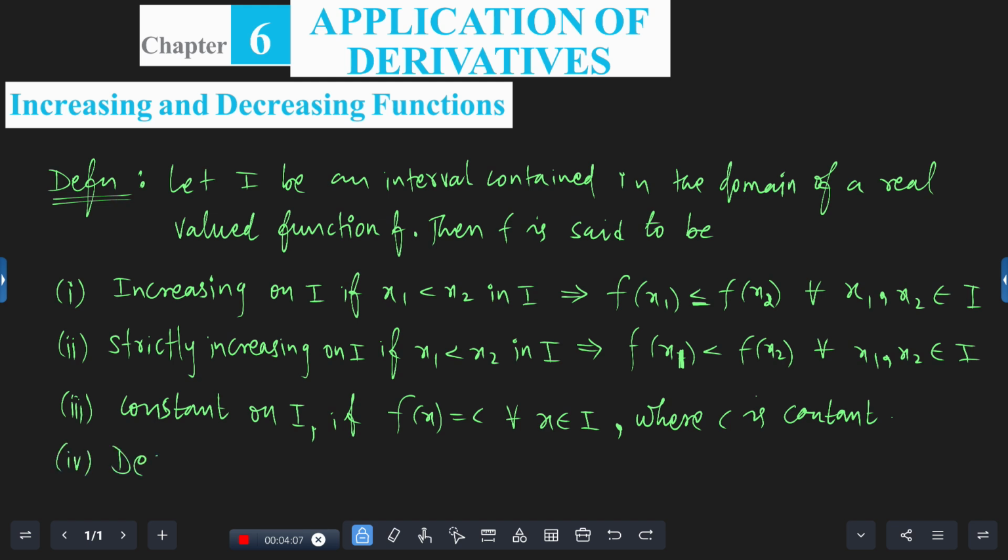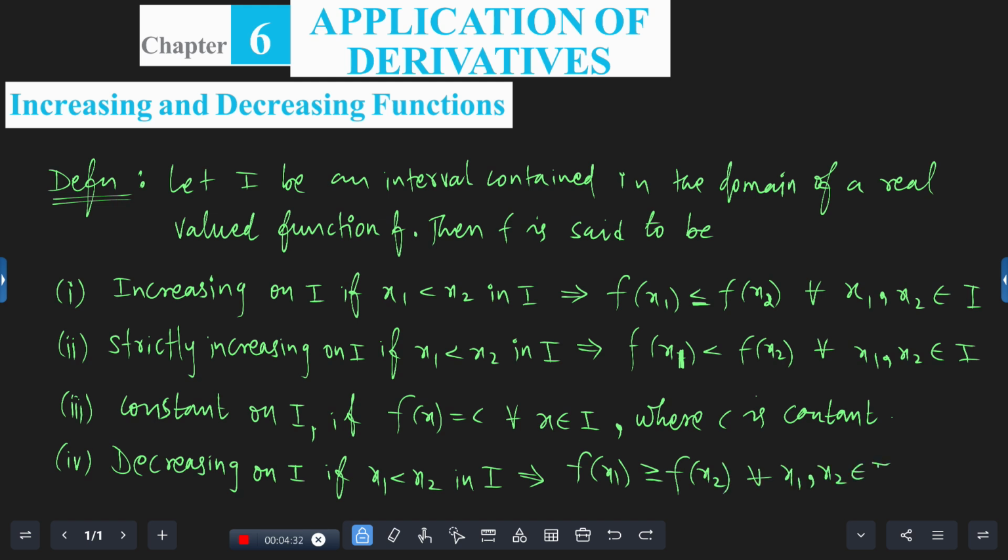decreasing. If I am taking a decreasing function on I, if x1 less than x2 in I, this implies just decreasing, so that f of x1 greater than or equal to f of x2 for all x1, x2 belonging to I. See, just decreasing, here the opposite symbol: greater than will be coming, and equal will also be coming along with that. Don't forget.